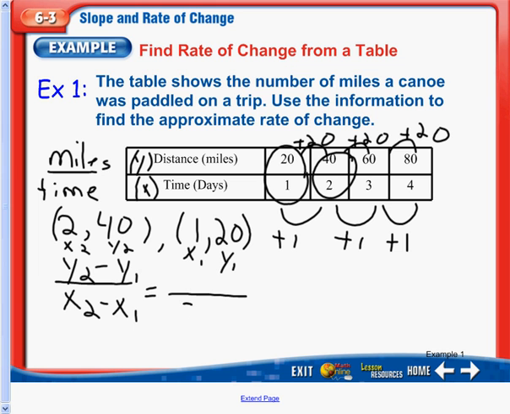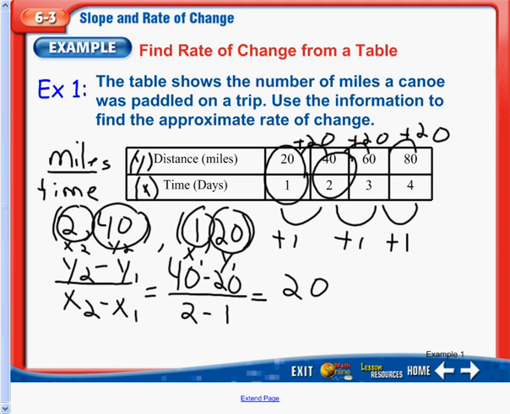Because then, on the bottom here, we have 2 minus 1, because again, this was our x2, this is our x1. The top has to follow the same way. So since we started with x2, we have to start with y2. So then we have 40 minus 20. This is our y1. So 40 minus 20 is 20. 2 minus 1 is 1. So our rate of change is 20, and then don't forget our labels. We have 20 miles over 1 day.